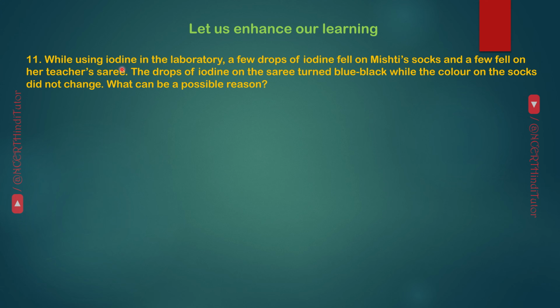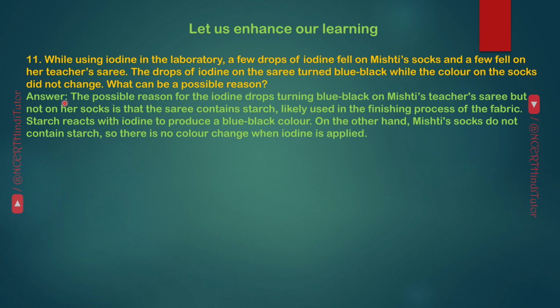Question 11. While using iodine in the laboratory, a few drops of iodine fell on Mishti's socks and a few fell on her teacher's saree. The drops of iodine on the saree turned blue-black while the color on the socks did not change. What can be a possible reason? Answer: the possible reason is that the saree contains starch, like that used in the finishing process of the fabric. Starch reacts with iodine to produce a blue-black color. On the other hand, Mishti's socks do not contain starch, so there is no color change when iodine is applied.